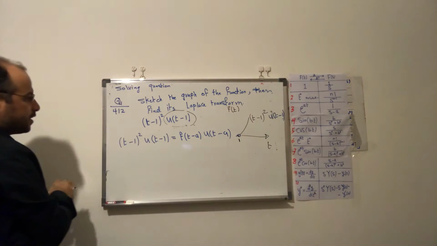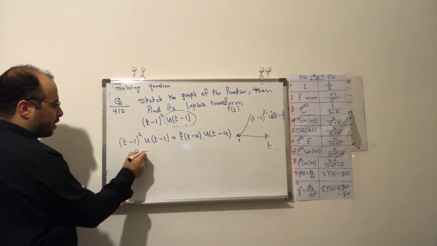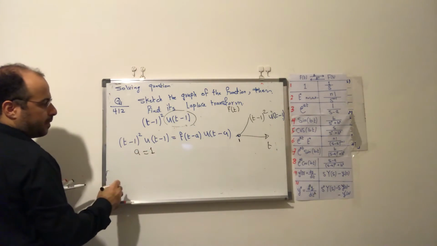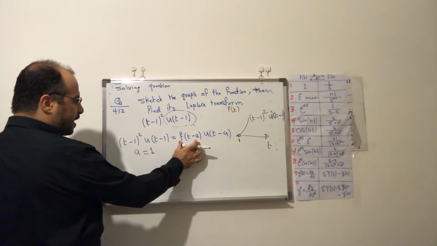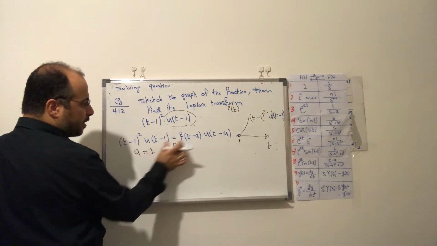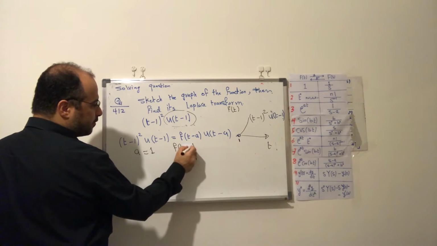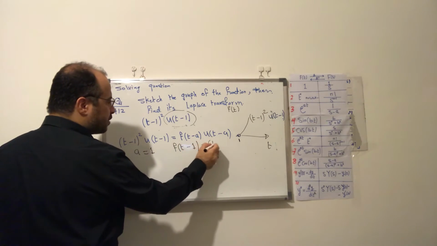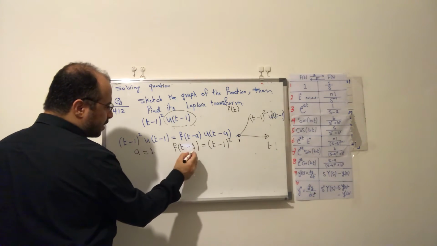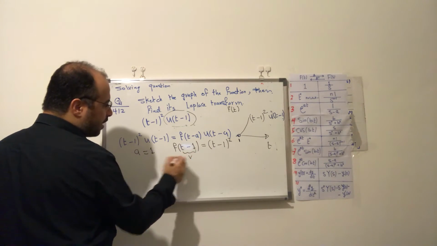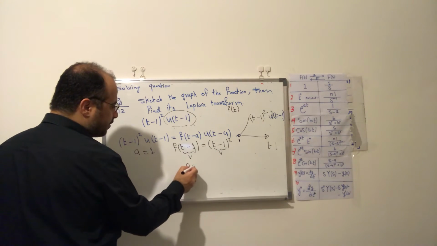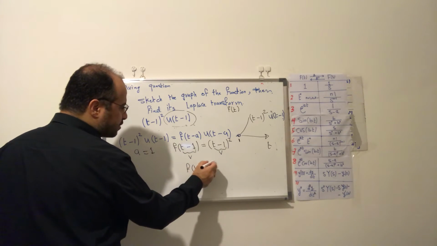Now if you compare with this, it is clear that a is 1. And if you compare f with that thing, f(t minus a), now I know what a is. f(t minus 1) will be t minus 1 squared. Then f of t, if you just consider this as v and this v, then f(v) is just v squared.